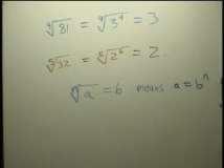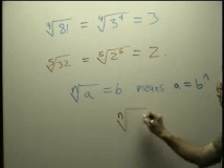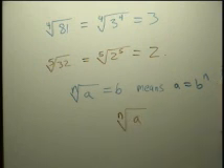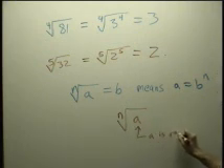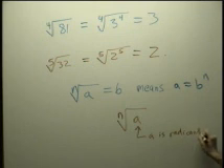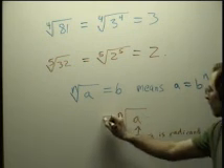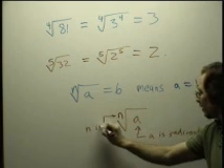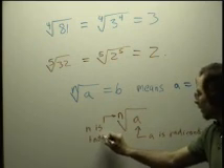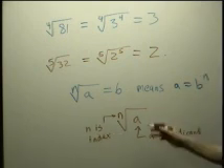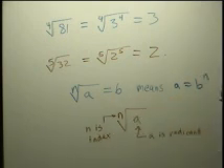Now, in this notation, nth root of a, once again, a is called the radicand, n is called the index, and the whole thing is called a radical expression, or a radical.